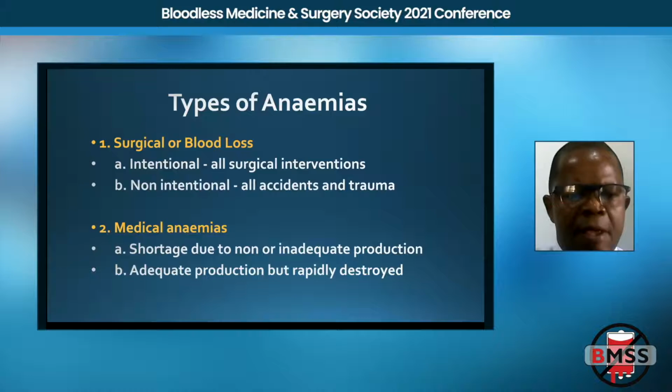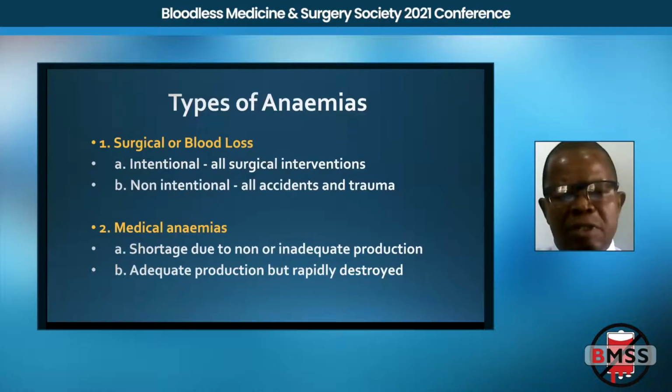Whereas medical anemias could be due to shortage from non-production or inadequate production by the marrow, or it could be adequate production but rapid destruction, as in hemolytic anemias and other anemias where there is a rapid destruction in the reticuloendothelial system. What is the body's response, and how do we understand this response with regards to making adequate clinical judgment in order to help the patient, especially those presenting without any option for transfusion? Next slide, please.